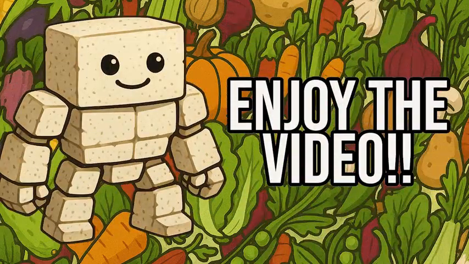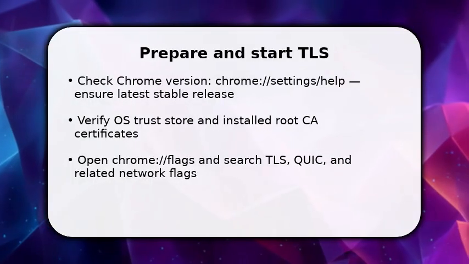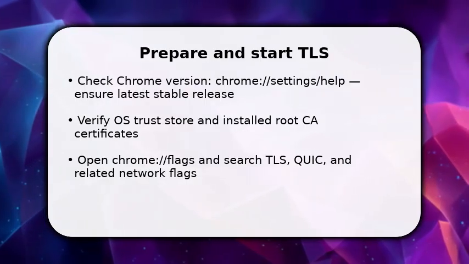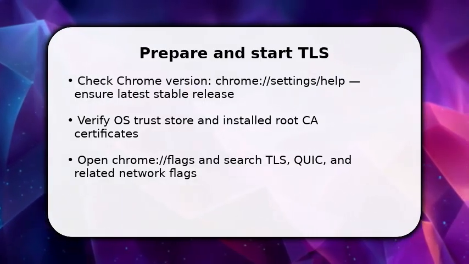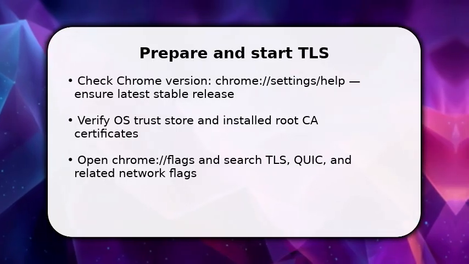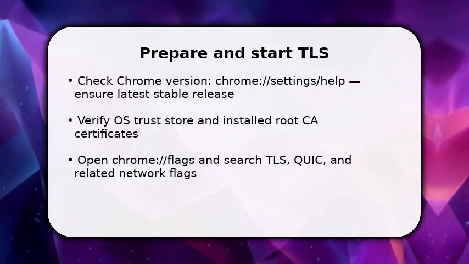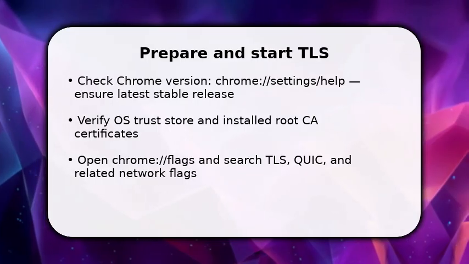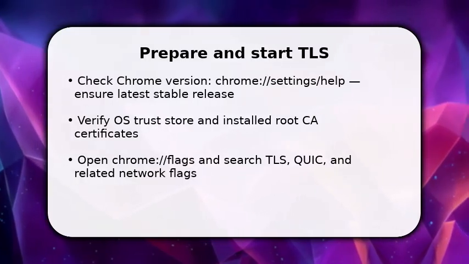Please enjoy the video. You begin by confirming prerequisites. Check Chrome version so you're on a build that supports modern TLS. Once done, make sure the operating system trust store contains needed root and intermediate CAs so Chrome can validate certificates.